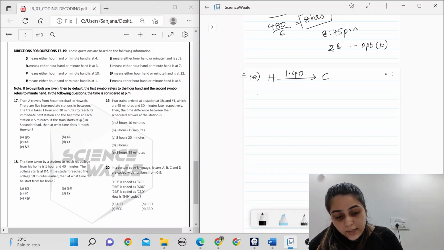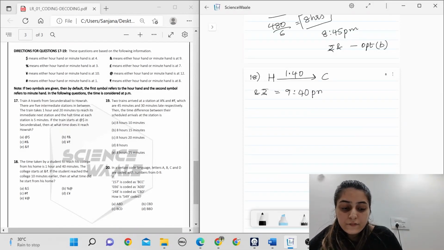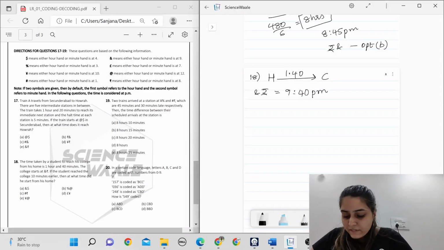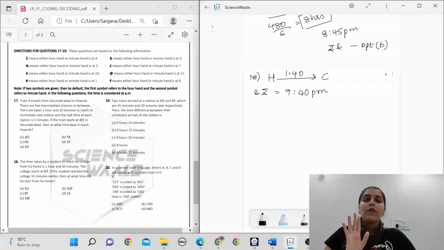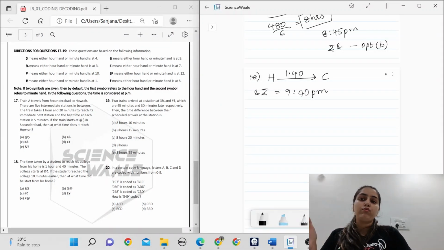He started at 9:40 p.m. They have given us that he takes 1 hour 40 minutes to travel from his home to his college, and the college starts at 9:40. Then if he reached 10 minutes earlier, at what time did he start from his home?